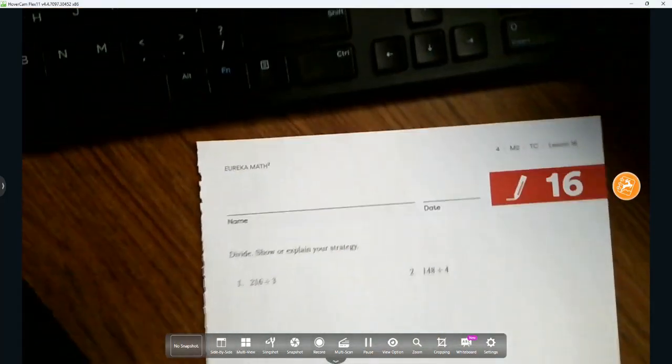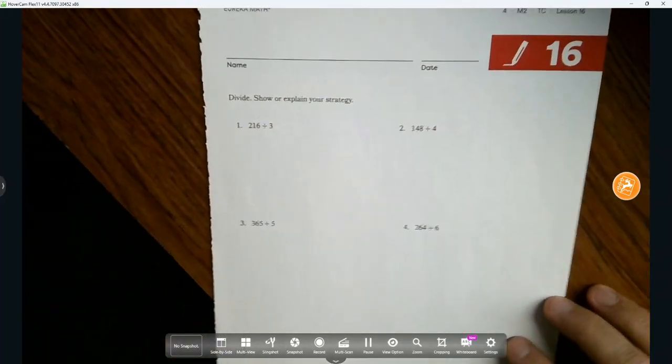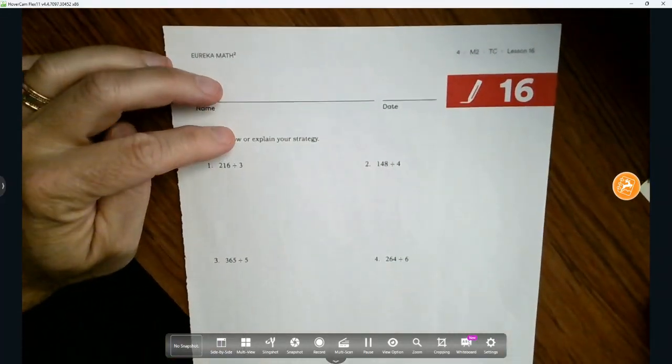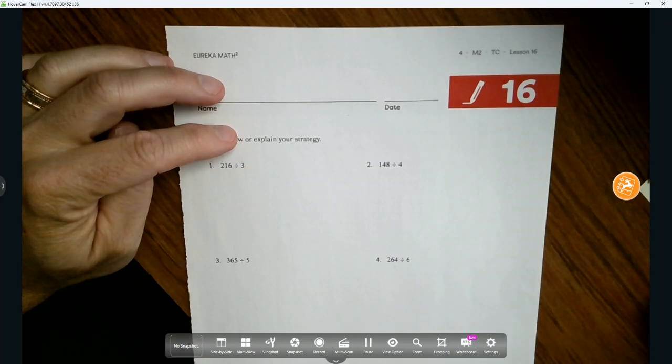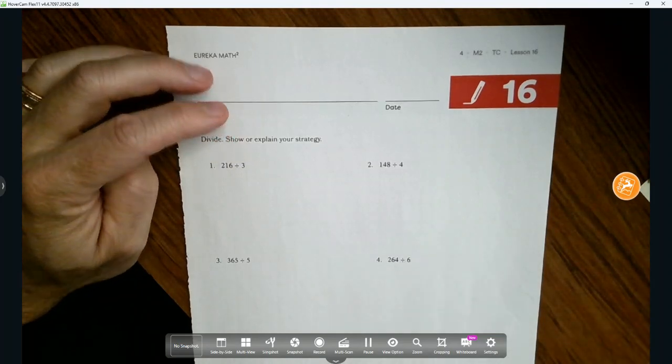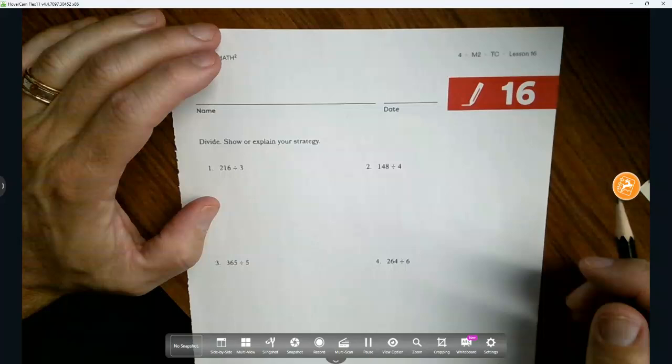All right, let's get that camera a little closer. All right, Eureka Math Squared, Module 2, Lesson 16, homework helper. I moved the mouse out of the way so I don't accidentally hit it again.